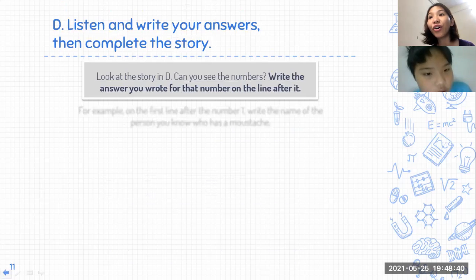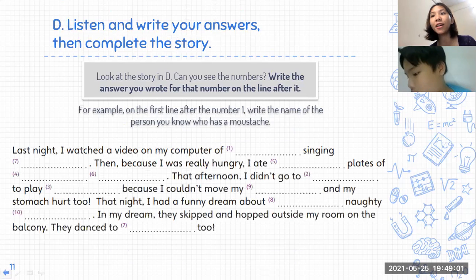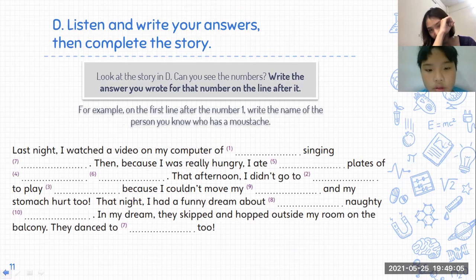Look at the story in D. Can you see the numbers? Write the answer you wrote on that number on the line after it. Example, the first line after the number 1, write the name of a person you know who has a mustache. Bây giờ con thấy nếu mà là số 1 á, thì con mở cái từ số 1 lên con điền. Con hiểu không? Nếu mà nó là từ số 7 á, thì con mở lên con điền.